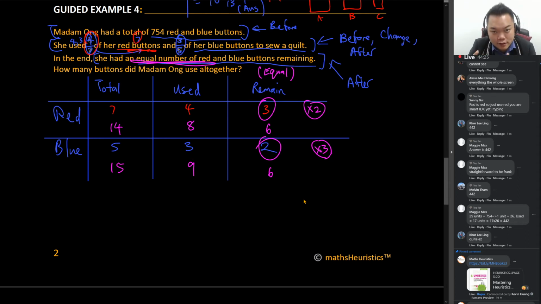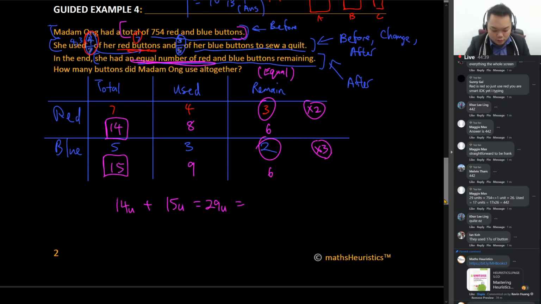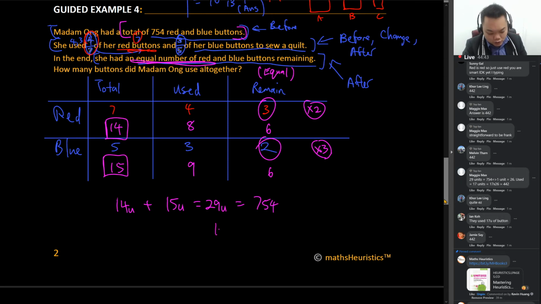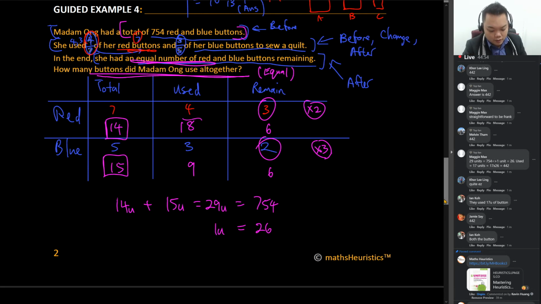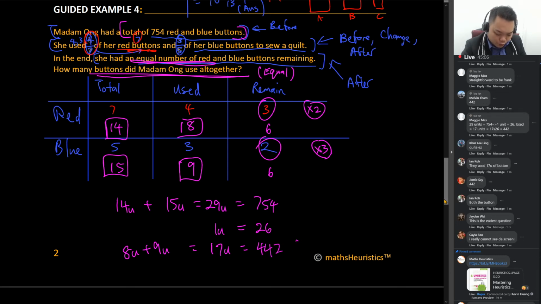So once you got that ready, the next thing you want to do is look back at the question for further info. They had a total of 754 red and blue first. So you want to take 14 units plus 15 units to give you 29 units here. That will represent 754. So once you're done with that, you can find out 1 unit first. That will be 26. And the number of buttons that she used altogether will be 8 plus 9 units. 17 units will be 442. So most of you got this correct.